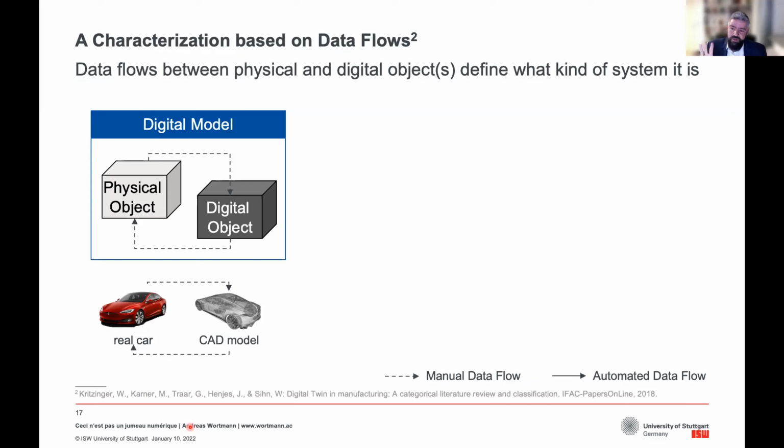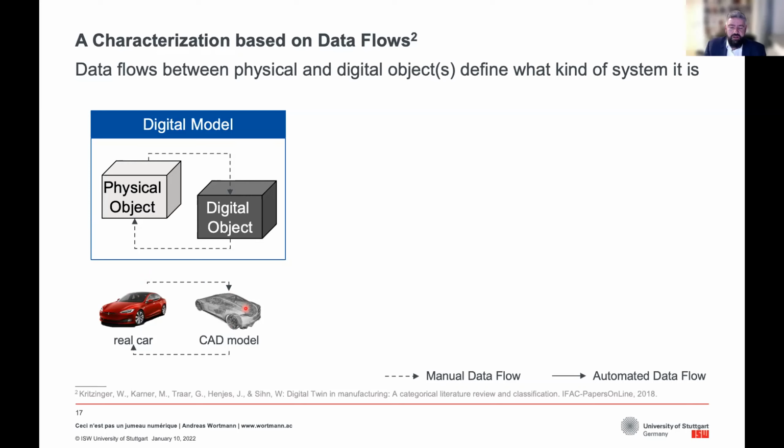In this model, if we have a physical object, again, let's call it physical object for now, and a digital object, the data flows are manual. So in this example below, if I have a real car and a CAD model of that car, and I change the color in the CAD model, then I change the color in the real car and vice versa. But I do that manually. So I make my CAD model green, someone needs to go to the car, paint it green. If someone paints the car blue, someone needs to update the CAD model to make it blue.